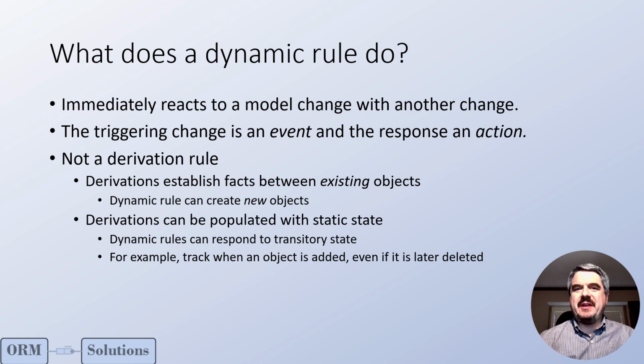So for example, a derivation rule can create connections between existing objects or create subtypes of an existing object. It does not actually create an object. Also, there's no way with a derivation rule to track things like, hey, this object was created, because an object can also be removed at a later state. So you can't use a static rule to say, for example, give me the count of all objects in the system.